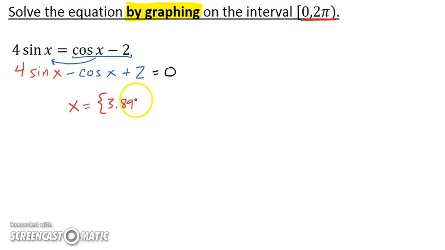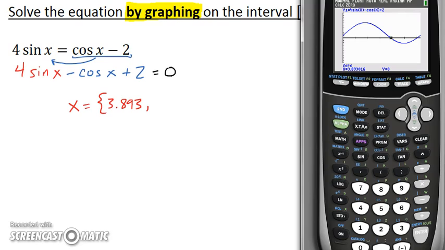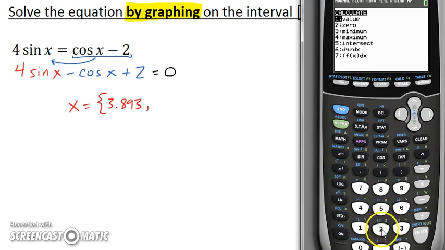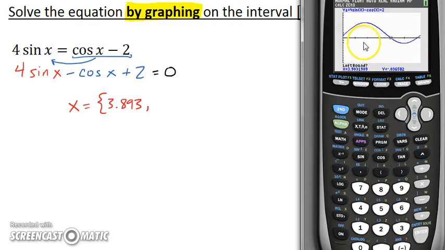And I'll go ahead and put my comma for the second one. I can repeat the process to get this 0 here. So I'll hit second, Calc. I need option 2, that's a 0. I want to pick a left bound, an x value that's less than that. Looks like x equals 5 would work. But then I also want to pick an x value that comes after that. It looks like that one might be right at about 6. Maybe I should put in about 6.2 or something like that.